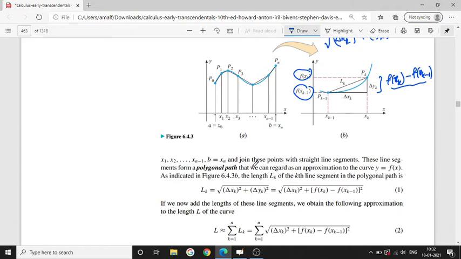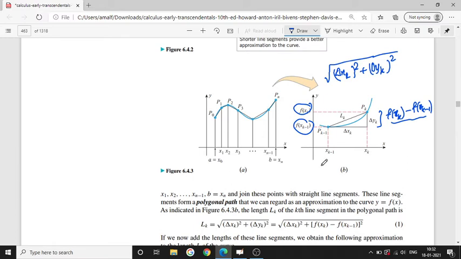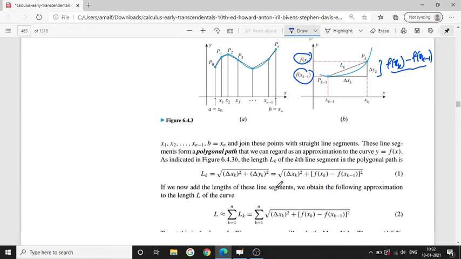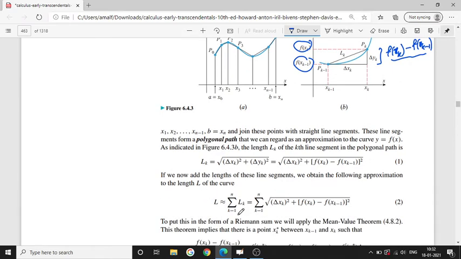Now L will be approximately equal to the sum of these, as you take your intervals as small as possible, this line will be approximately equal to the length of this polygonal path. We can see from the diagram that the difference between the line segment and our curve is very small. So when you take the subintervals as small as possible, this difference will be very small. So when delta xk tends to 0, L will be approximately equal to this summation of root of delta xk square plus f of xk minus f of xk minus 1 whole square.